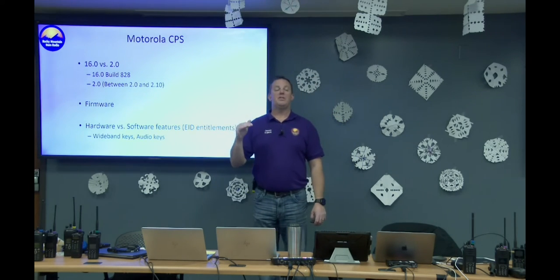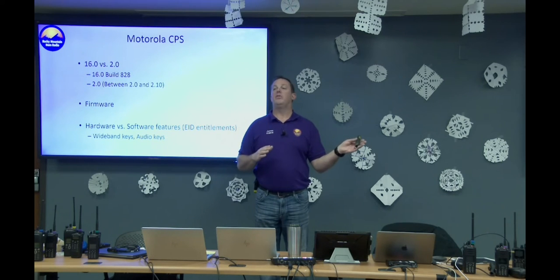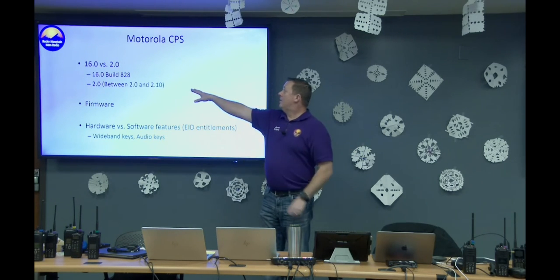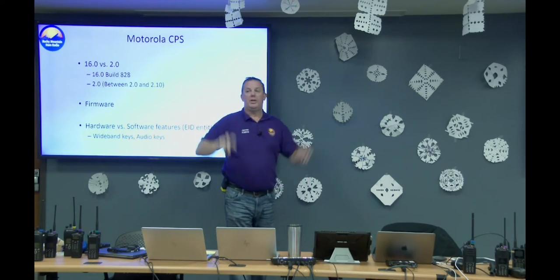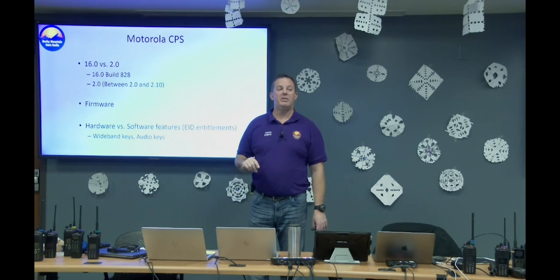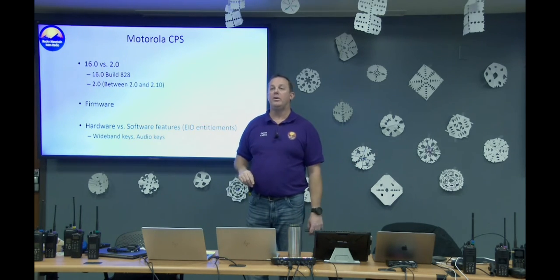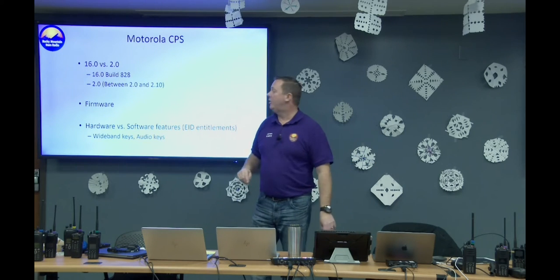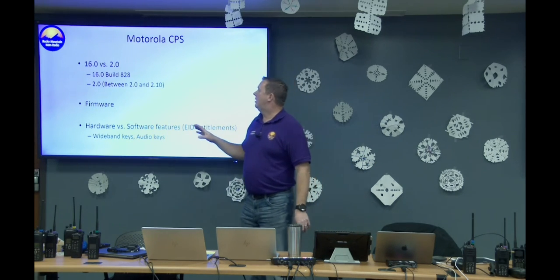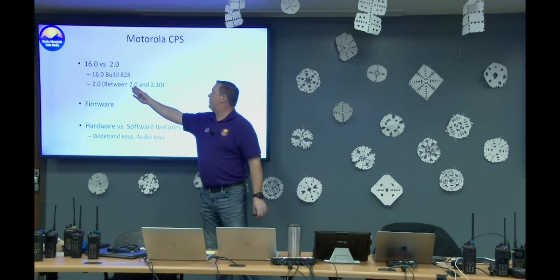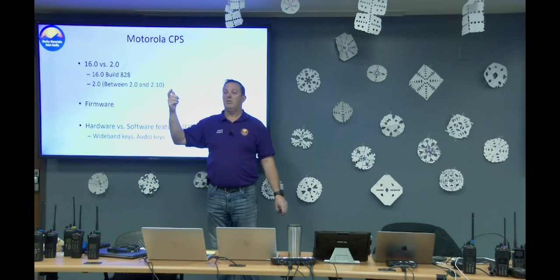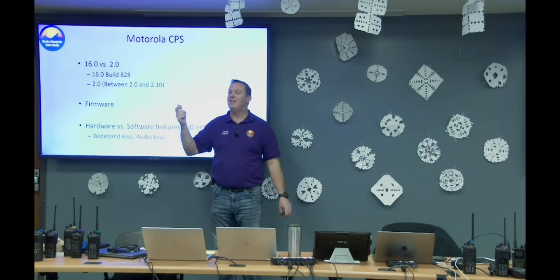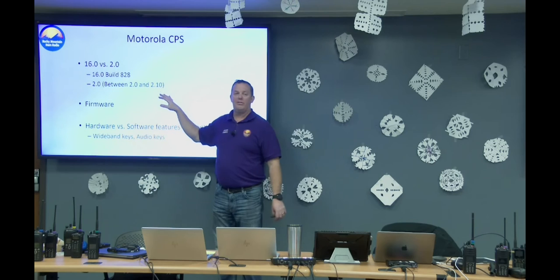And the CPSs have to be used with the proper firmware version in the radio. 16.0 build 828 was the latest old CPS that was released, and it remains still the current version for the older side of the house with firmware. And then 2.0 is used with firmwares that are 2.0 to 2.10 and then up. After 2.10, they changed the firmware nomenclature again, and now they've got, I can't remember, like they say 2010. They changed the numbering in the firmware.